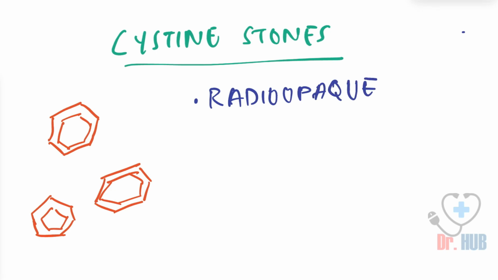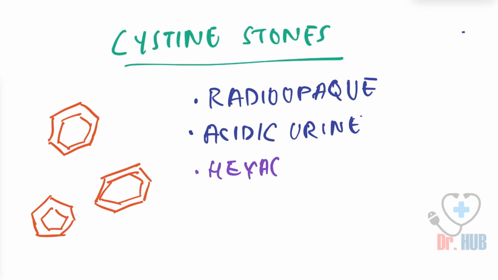And what are the other features? It is seen in case of acidic urine. Then we need to know it is hexagonal shaped, and it is very hard.